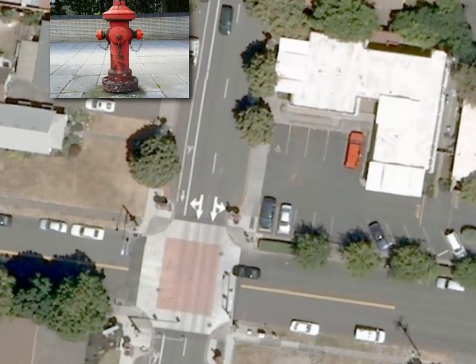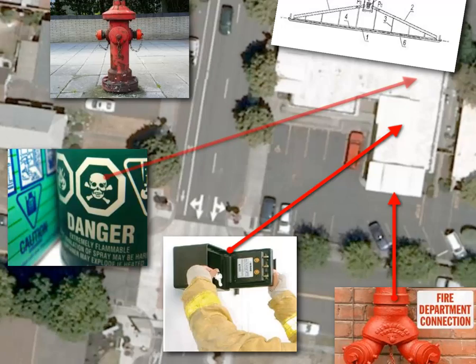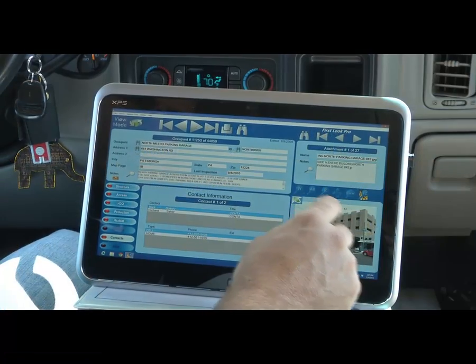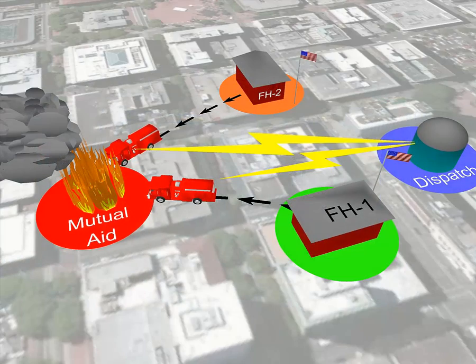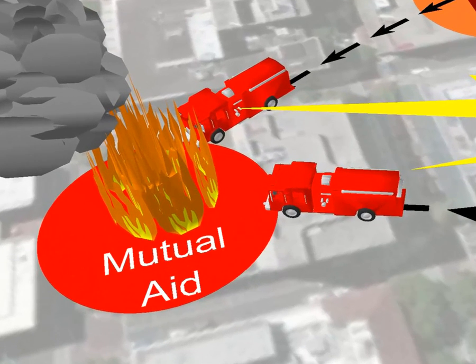First Look Pro provides the fastest and easiest way to access pre-fire plan data on the way to a fire scene. The data is organized on a single screen and designed for ease of use with a mouse or touchscreen. You're only a click away from the information you need. First Look Pro will provide key information for all companies that show up to a fire, including mutual aid companies.